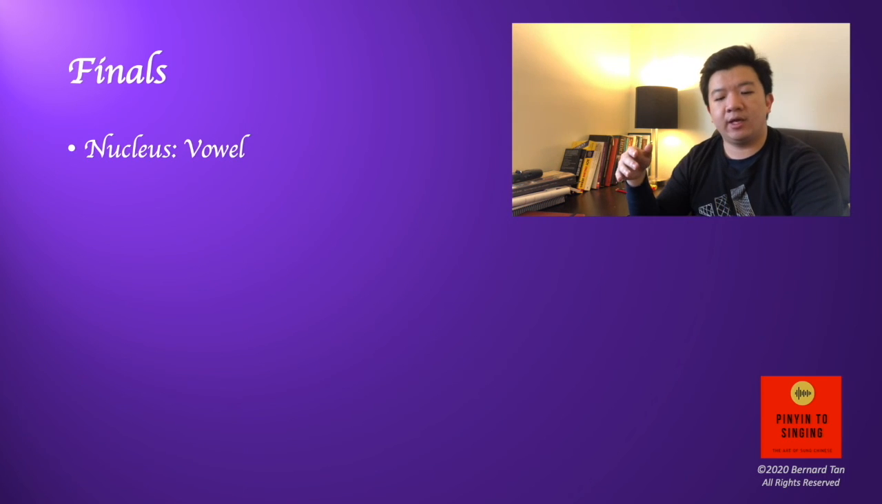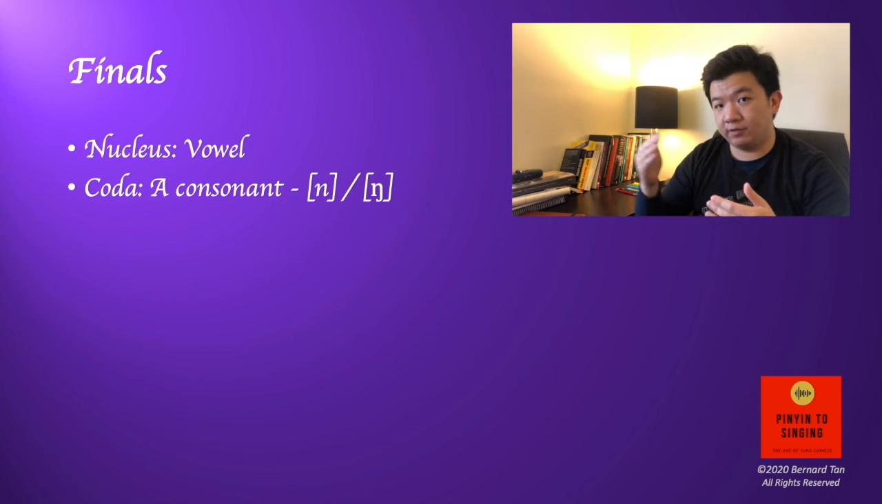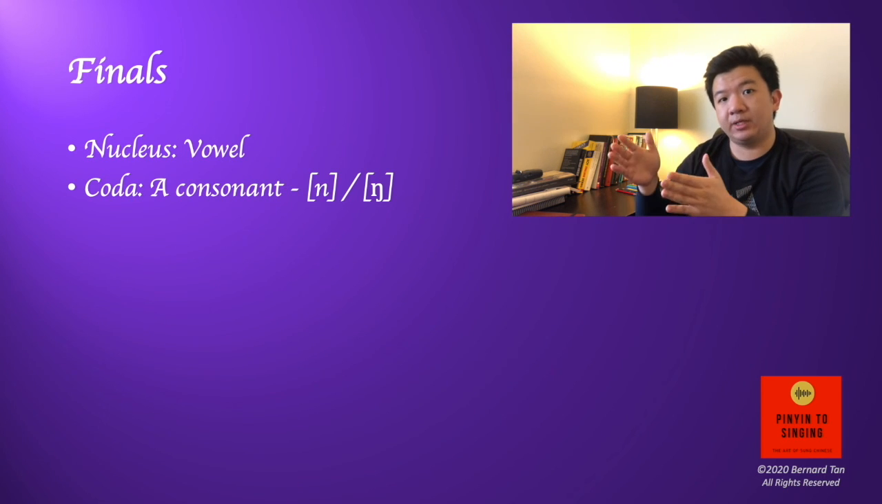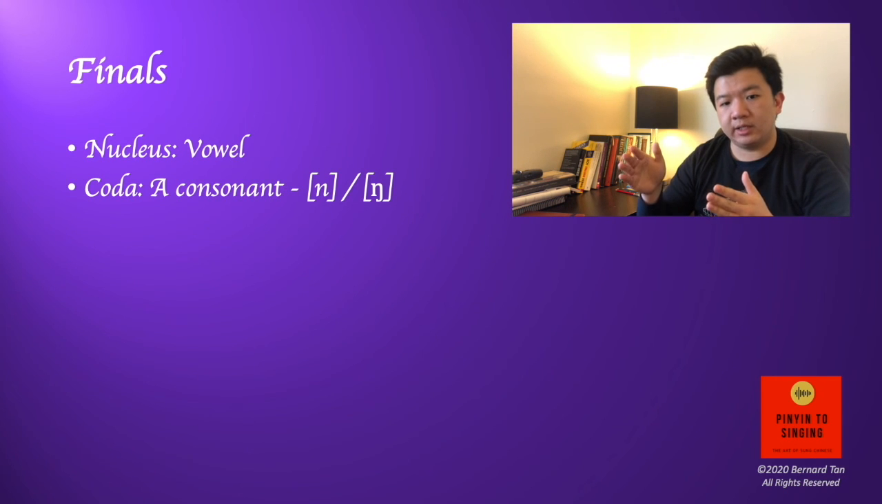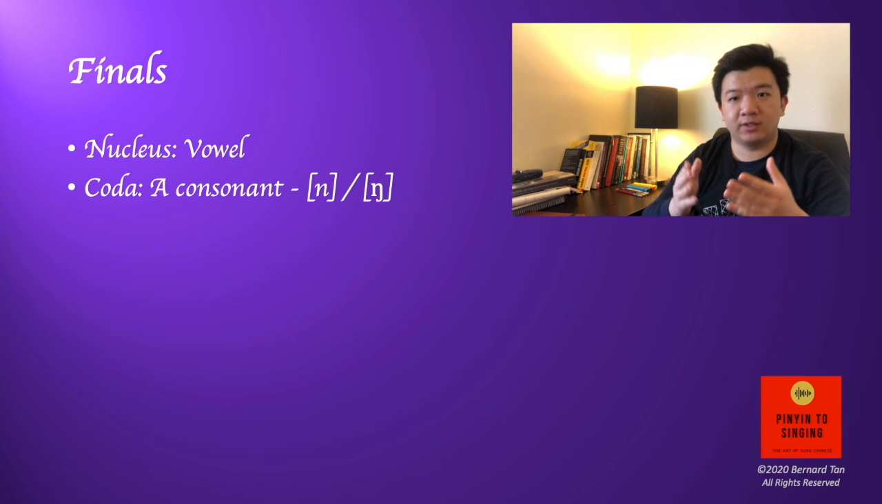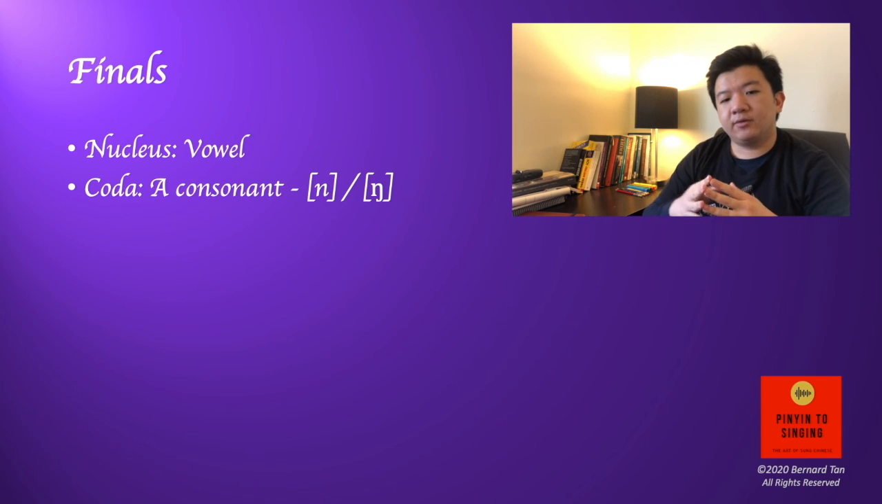In finals, we have a nucleus, which is a vowel, and then we have a coda. Depending on the language, there can be different possibilities of what can happen in the coda of the syllable. In the case of Chinese, when the coda is a consonant, it can only be one of two. On the screen, you see two IPA symbols. The first one is n, which is spelled in English as an N and sounds exactly like that. The second one is the ng sound, which in English is spelled ng. So one is n, one is ng as a consonant in Chinese.